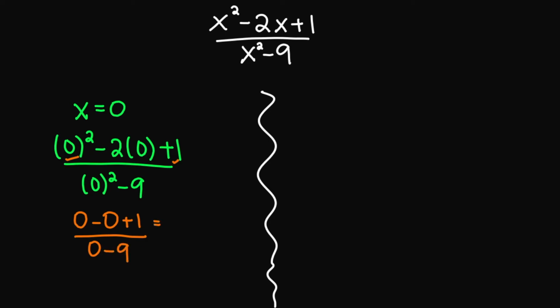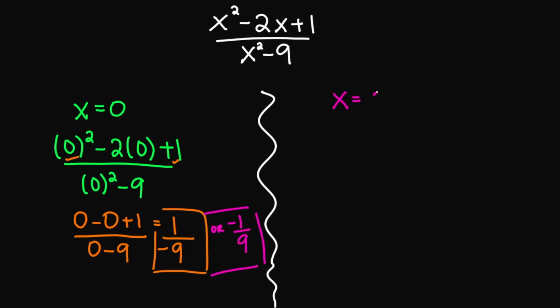So my numerator, we have 0 minus 0 plus 1. That's going to give us a positive 1. And then my denominator, we have 0 minus 9. That's going to give us a negative 9. So your final answer is negative 1 over 9. And remember, you can write your negative at the bottom, or you can even write your negative on top with your numerator. So let's say x equals 2.